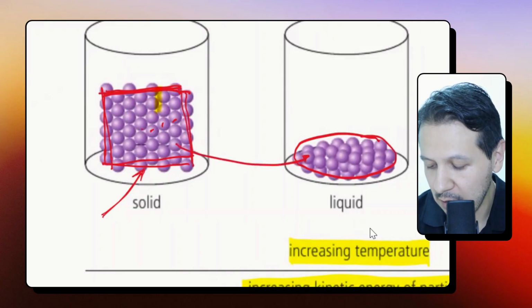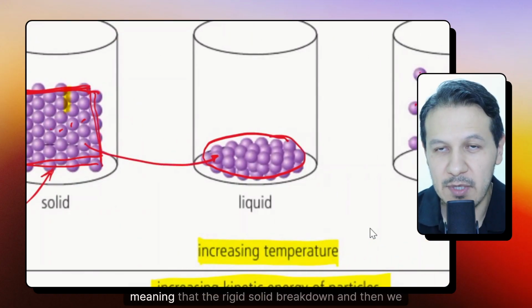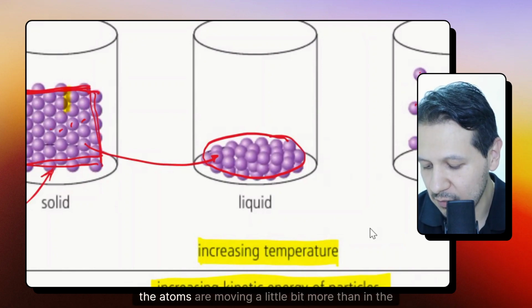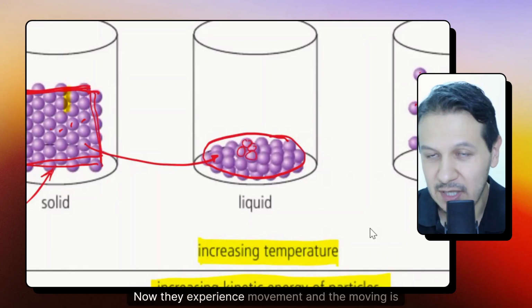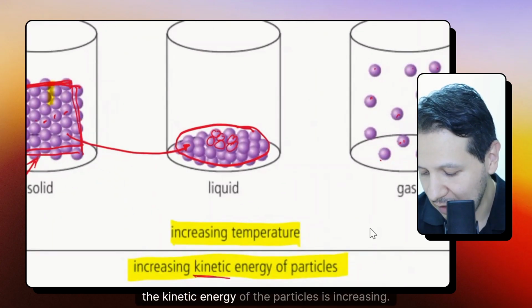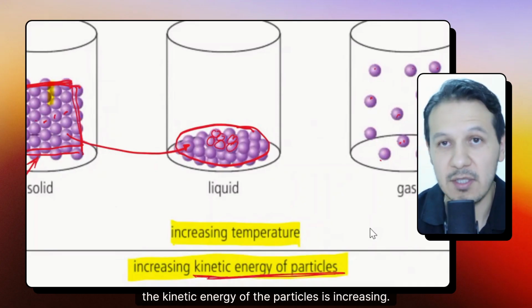At that moment, we have the liquid phase, meaning that the rigid solid breaks down and then we have a liquid. In that case, the particles are moving a little bit more than in the solid. There is no vibration now. They experience movement and the movement is higher. The kinetic energy of the particles is increasing.